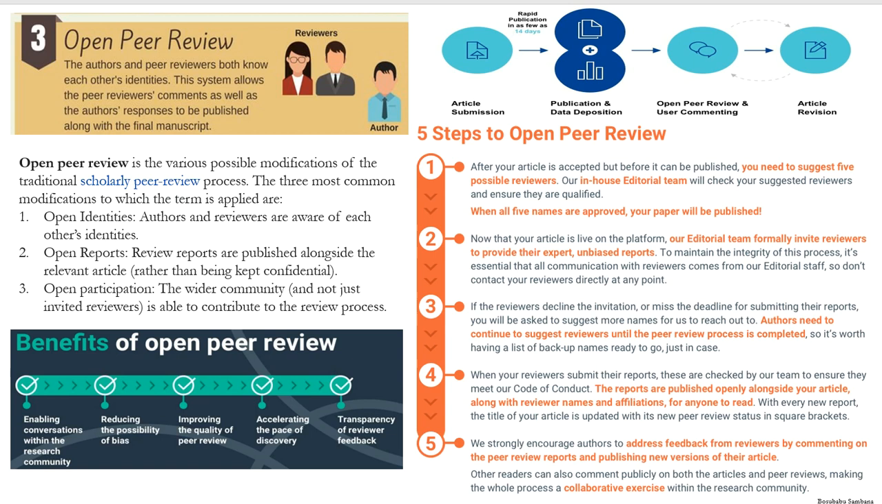And the third one: the author needs to continue with the suggested reviews until the peer review process is completed. Based on that, the publication and production process is completed, and then automatically the review process is completed and the reports are published openly alongside your article, along with the reviewers' names and affiliations for anyone to read.